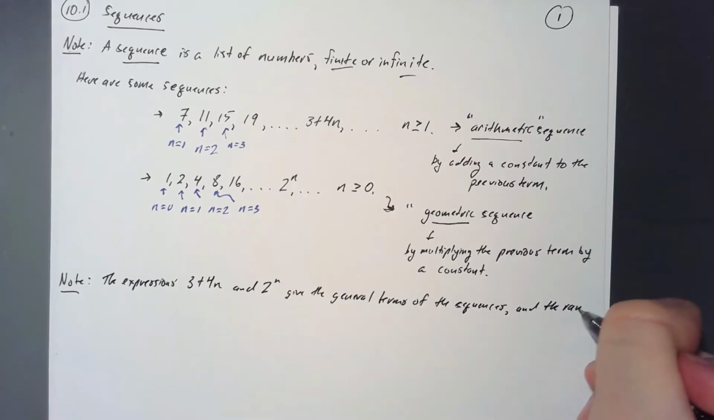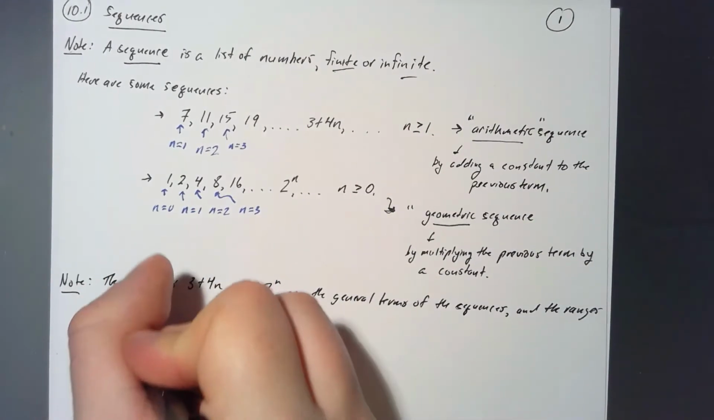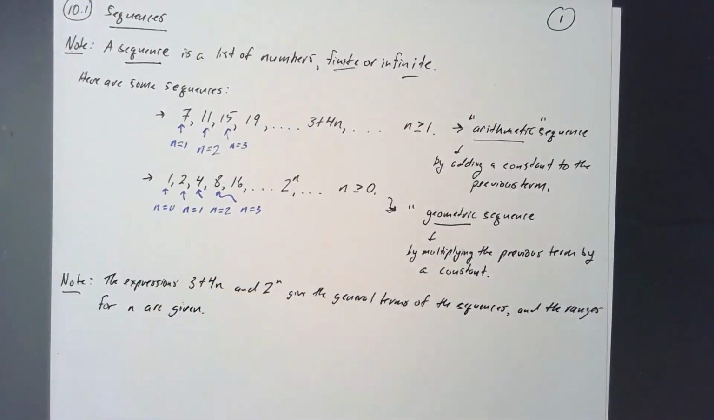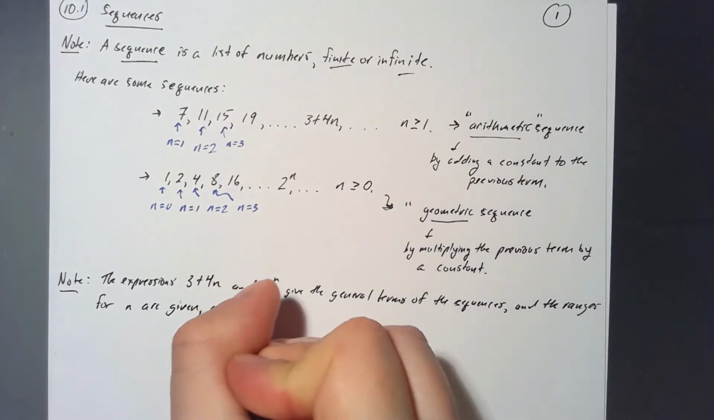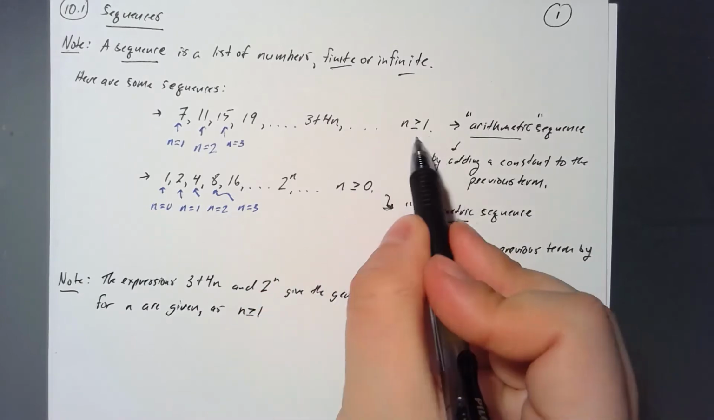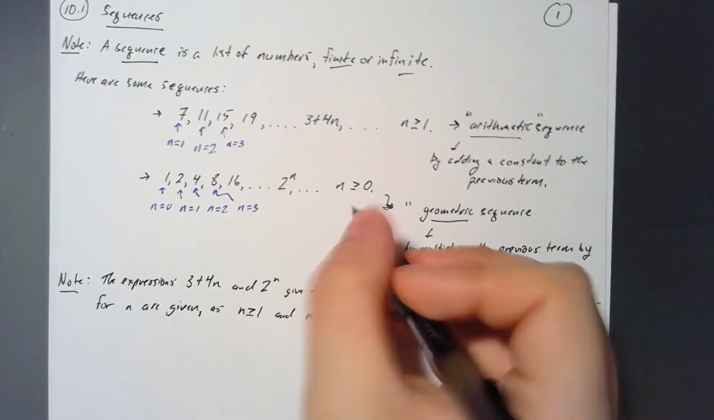And the ranges for n are given as n is greater than or equal to 1 in the first sequence, and n is greater than or equal to 0 in the second sequence.